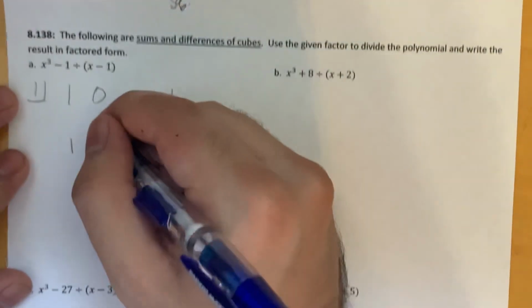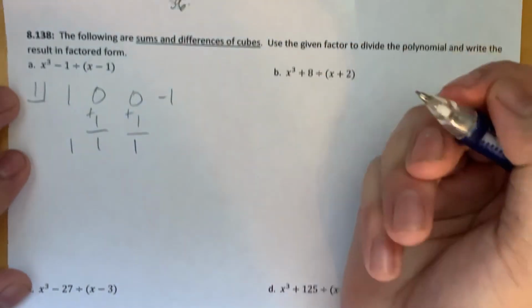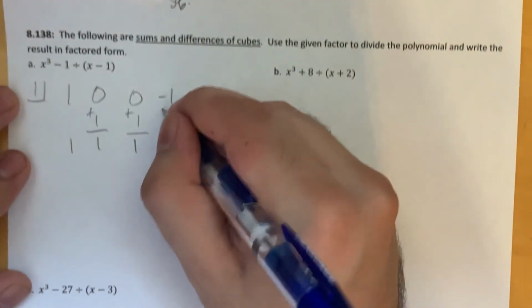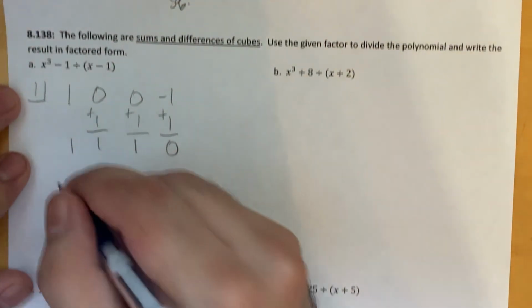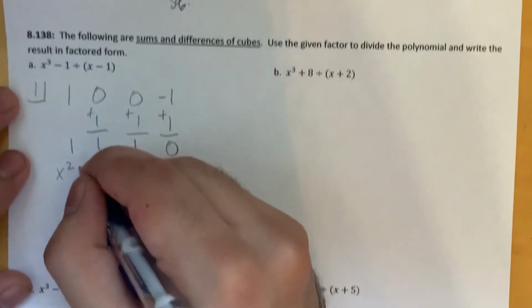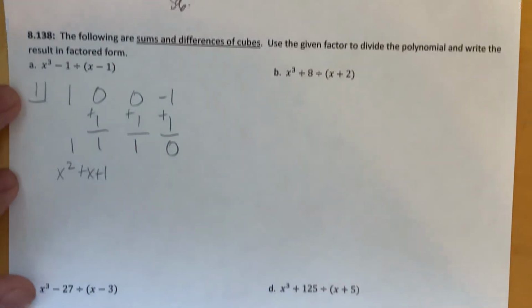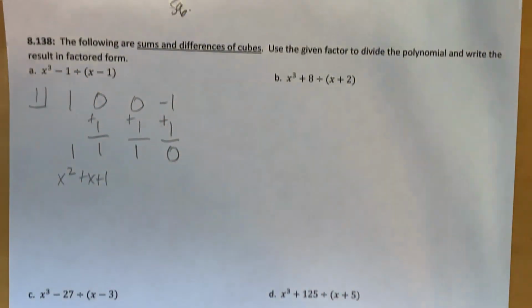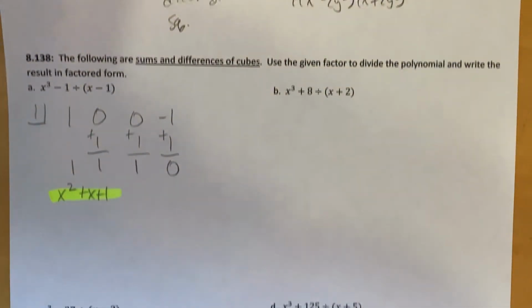So we bring down the 1. 1 times 1, 1. Add 1 plus 0. We get 1. 1 times 1, 1. 1 plus 0. We get 1. 1 times 1. Oh, that gives us another 1. Negative 1 plus 1 gives us a 0. So yeah, it was a real root. And our factored form is x squared plus x plus 1. That is its factored form. Right there, we're good. And if you want, you can multiply by x minus 1 to get the answer.